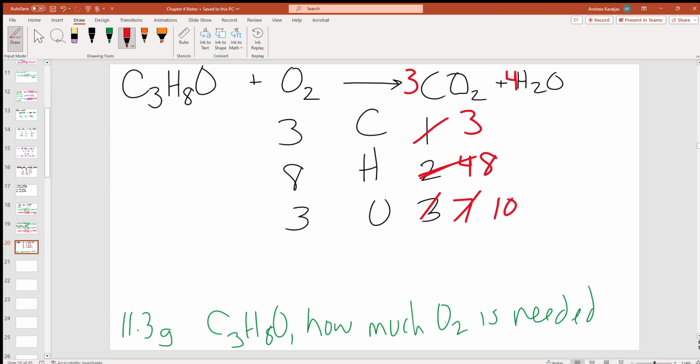Now, if we make this oxygen here 9 halves, does that get us what we need? It does. That gets us to 10. Now, again, if you don't like the fractions, just multiply everything through by 2.